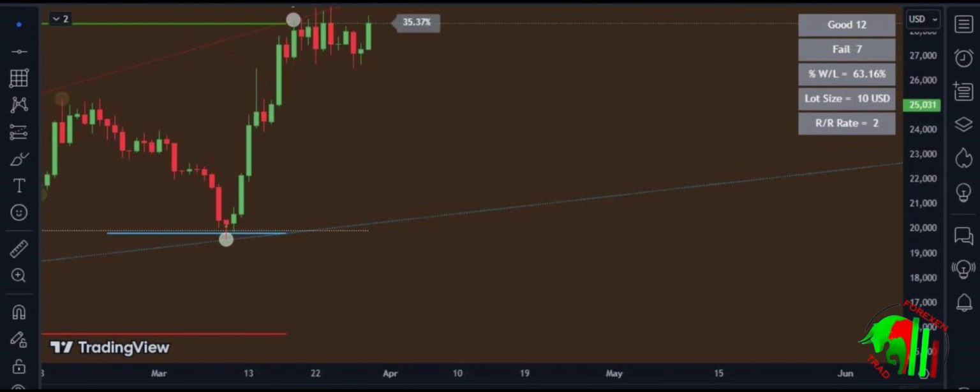In my trading experience, the best time to trade is during the overlap of the London and New York sessions. However, it is not necessary to limit it to a specific session. Remember, when you see an opportunity, don't miss it.